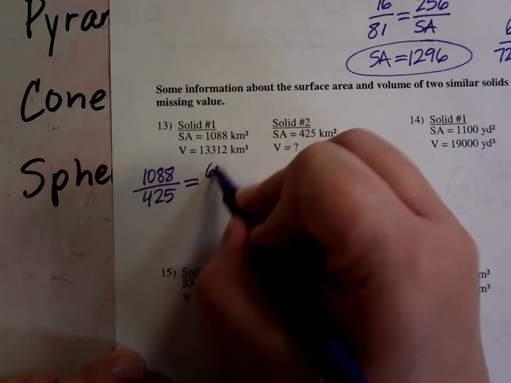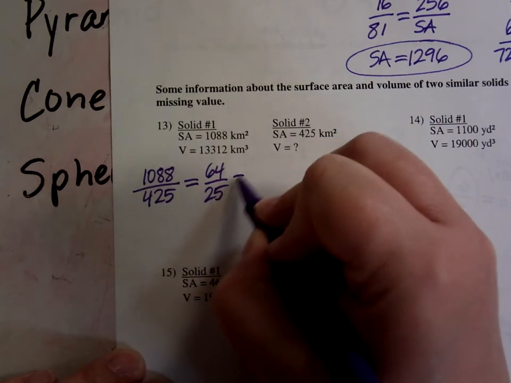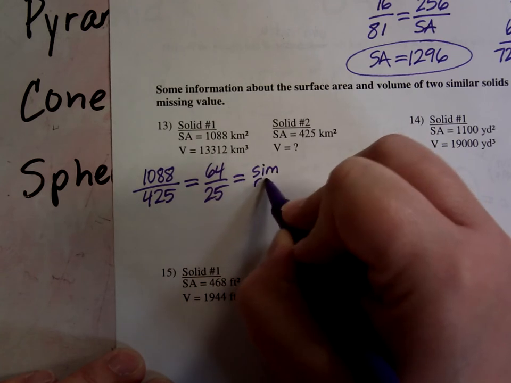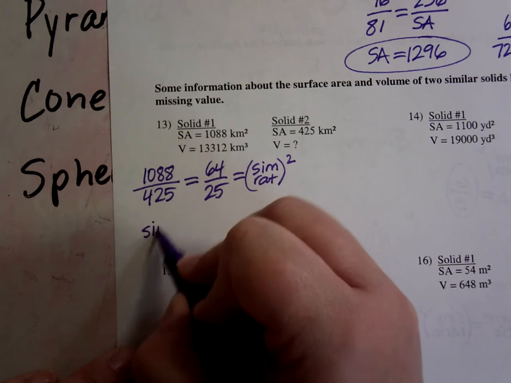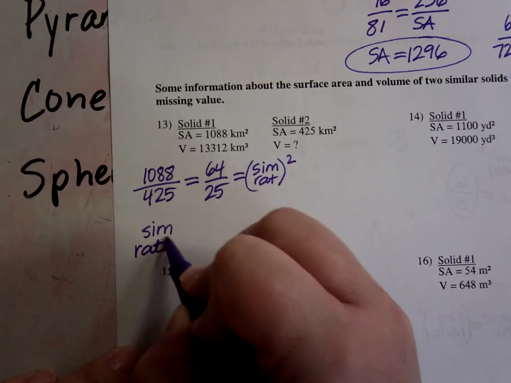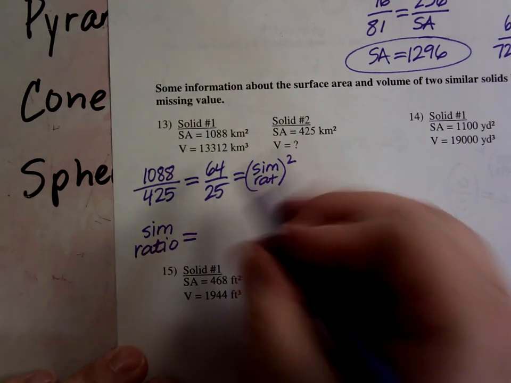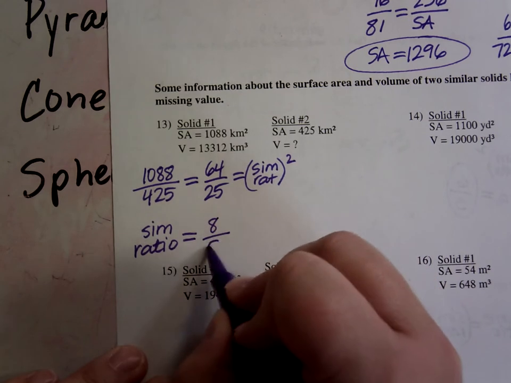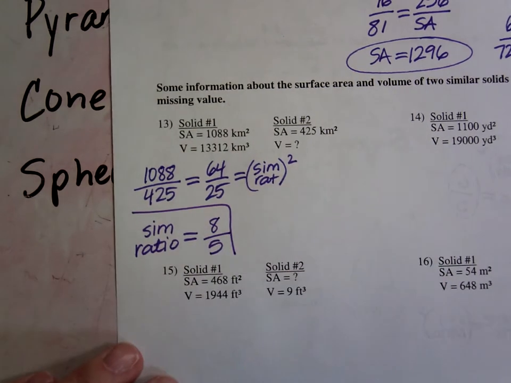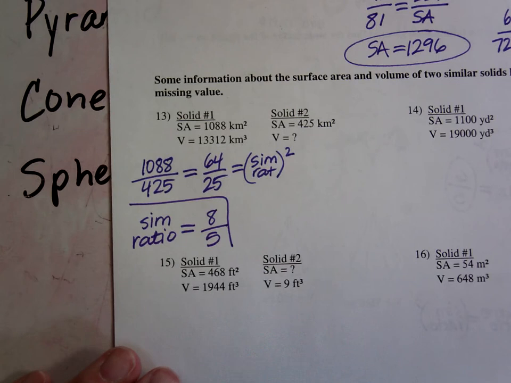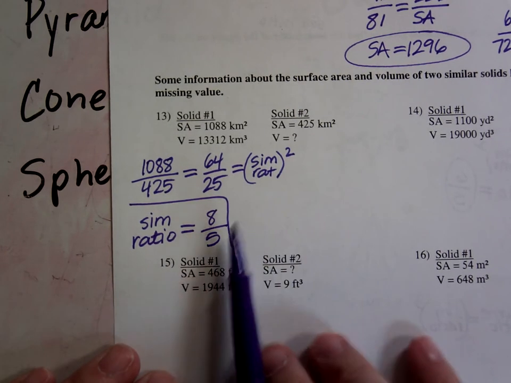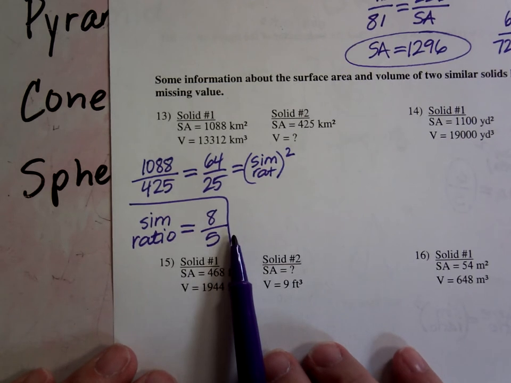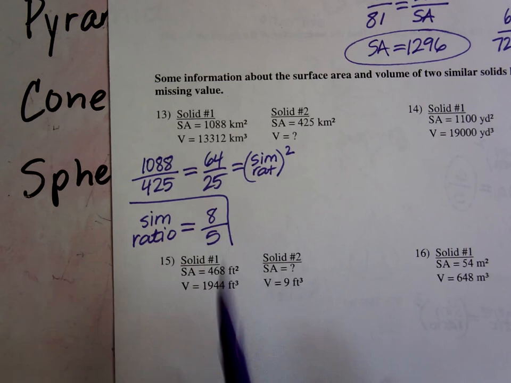Okay, so that's the area ratio, so that's the similarity ratio squared. So if that's the similarity ratio squared, I can now figure out the similarity ratio. I take the square root of the top and I get 8, square root of the bottom. Okay, then it's like I'm working backwards so that I can then go forward. Now I can take that similarity ratio and do what to it to find the volume ratio? Cube it.